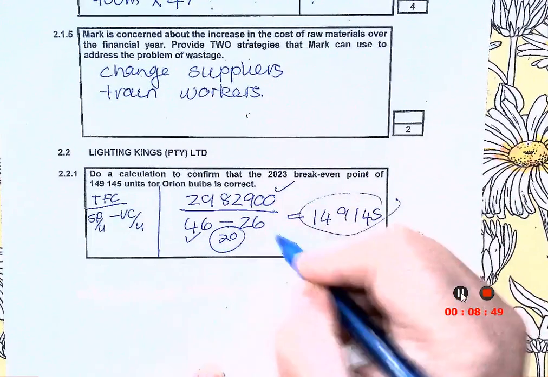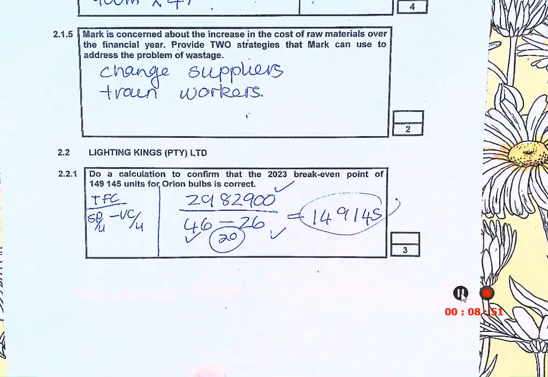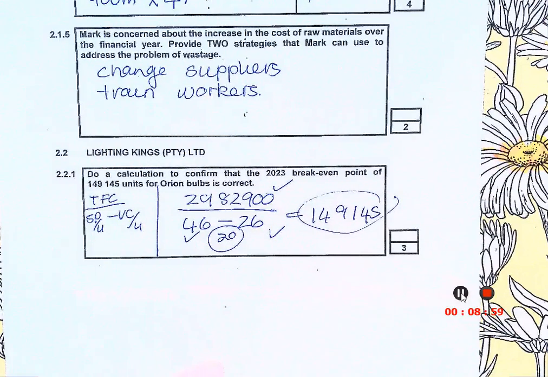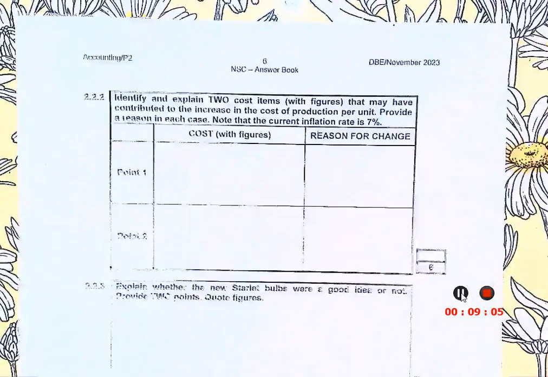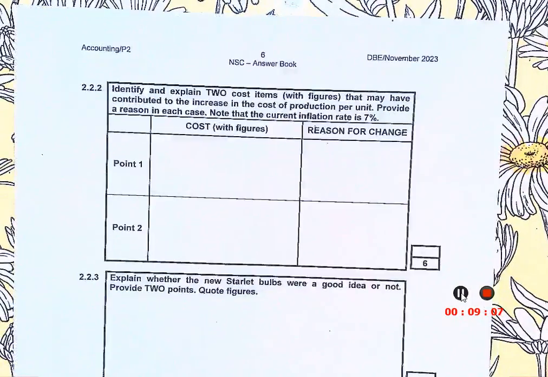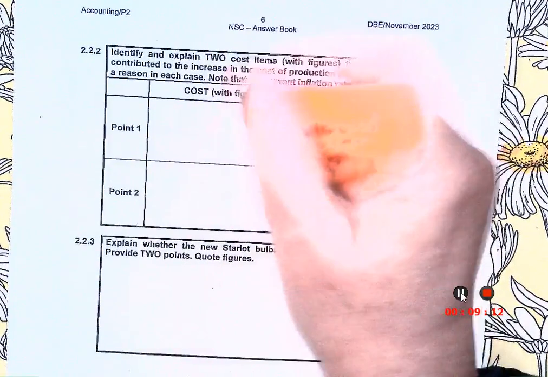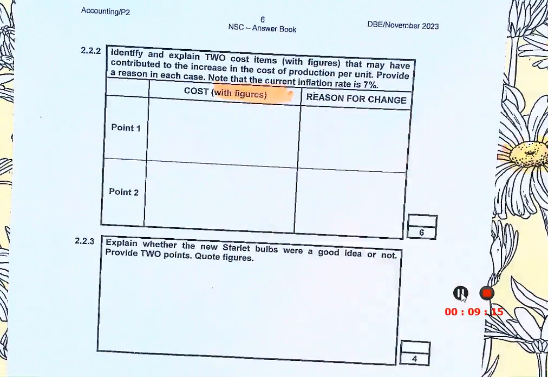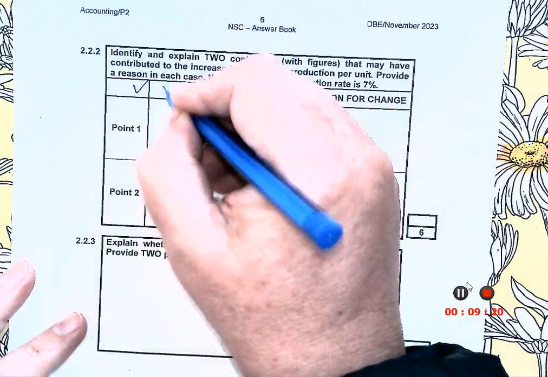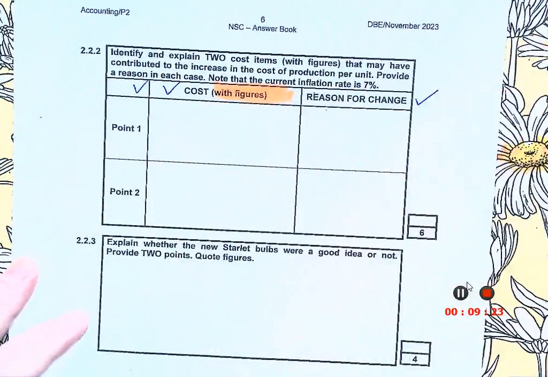They're not going to mark that. They're going to say 1, 2, 3. So you have to show the calculation. No easy way out. Okay, now 2.2.2. Listen, you guys lose a lot of marks because you don't show figures. Okay, please remember figures. This one is going to be identify, figure, reason. That's how they mark. So let's go look.